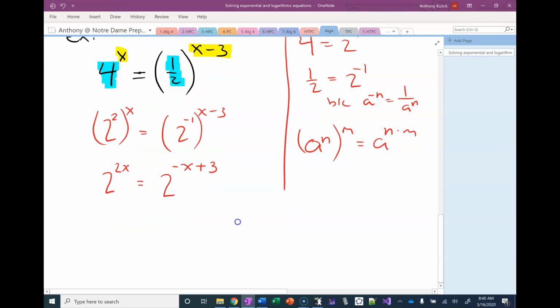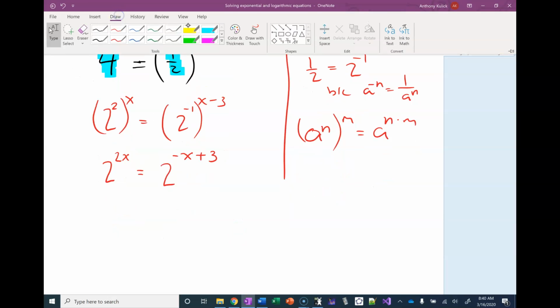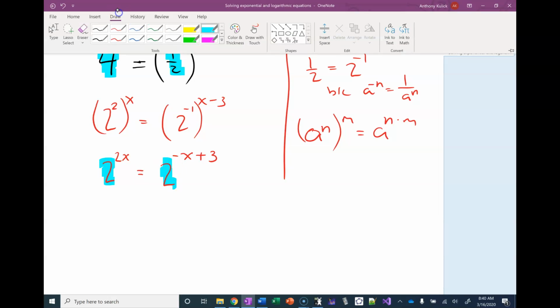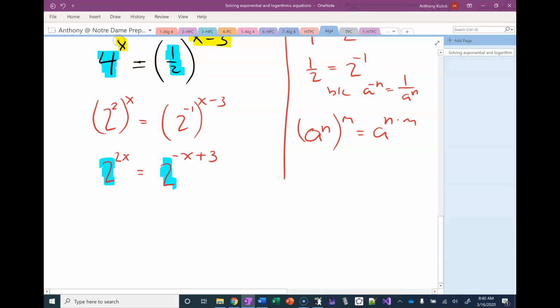Now that the bases of my exponentials are the same, notice that they're both 2. Now it's time to cancel the exponent base. To do that, we're going to use a logarithm. Which logarithm should I use? Well, it needs to match my exponent base. So I would do log base 2.